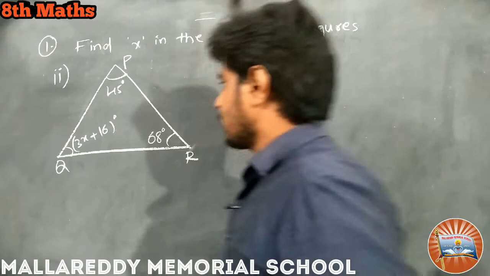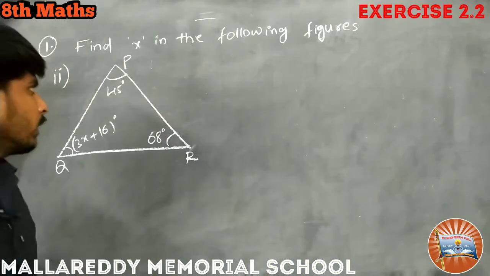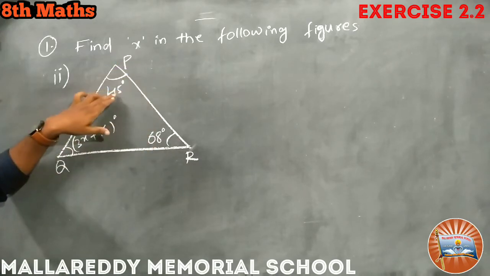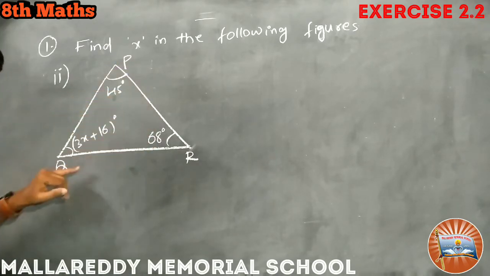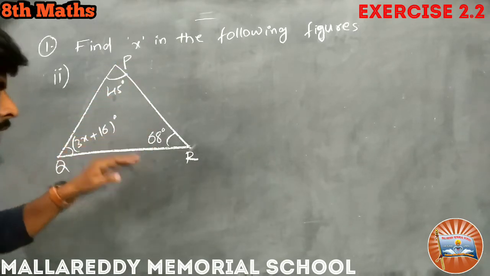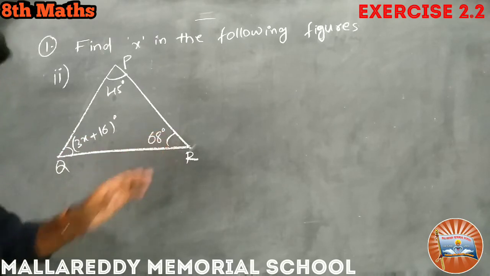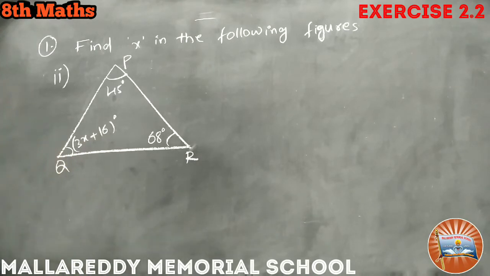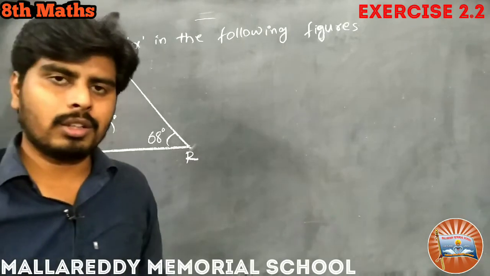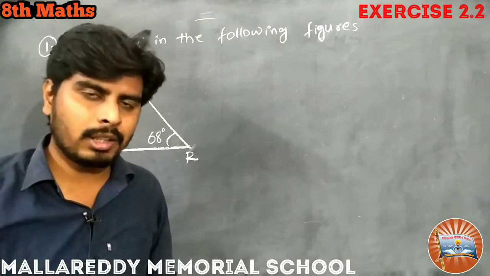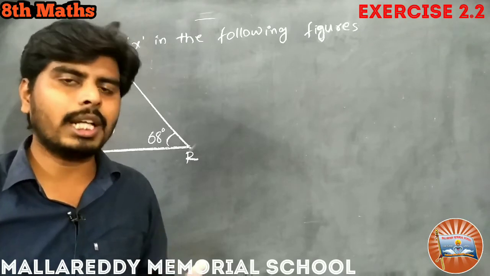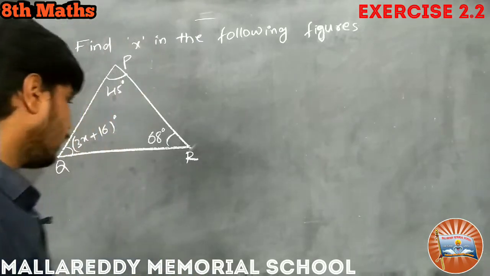Now first bit, second problem. Given triangle PQR, angle P is 45 degrees, angle Q is 3x plus 16 degrees, and angle R is 68 degrees. We have to find the x value. We have one property, the angle sum property of a triangle. What is the angle sum property? The sum of three interior angles is 180 degrees. Okay, this is the property.